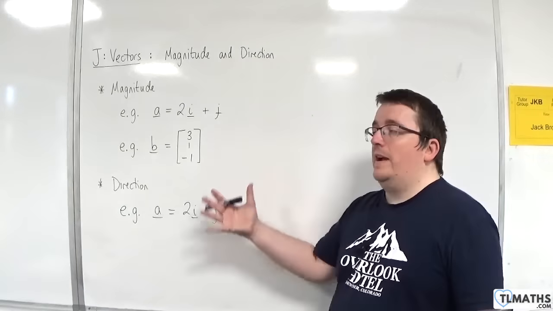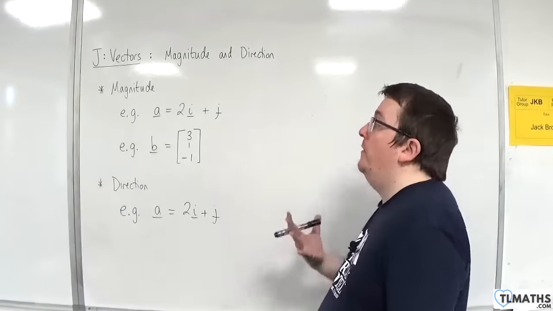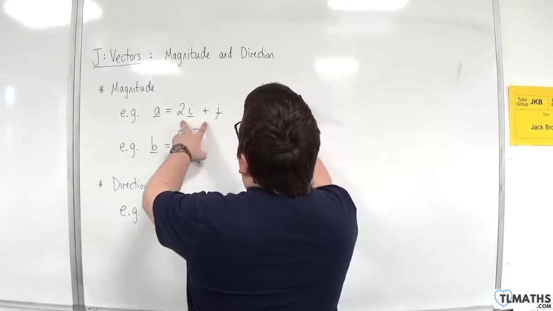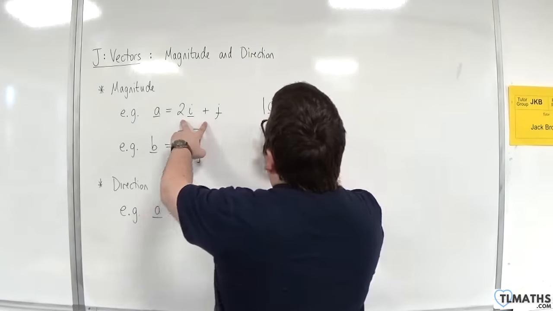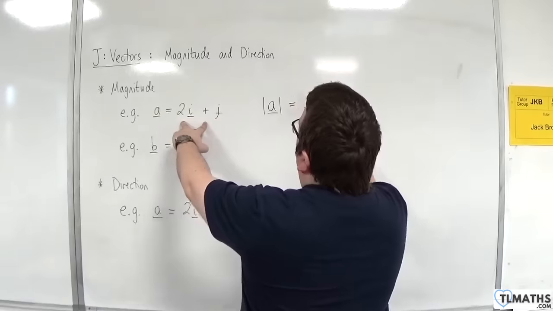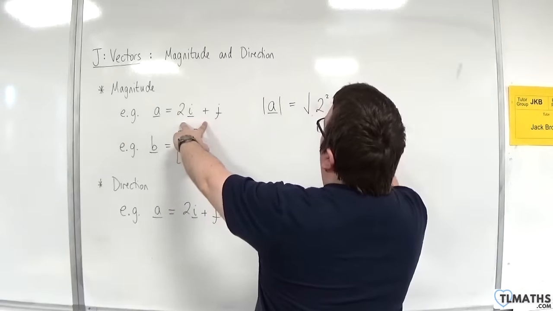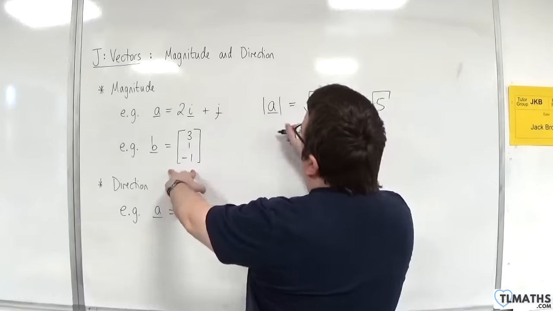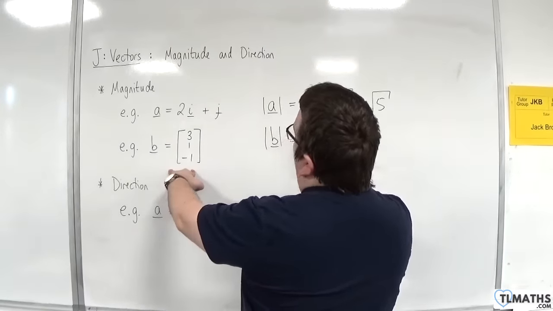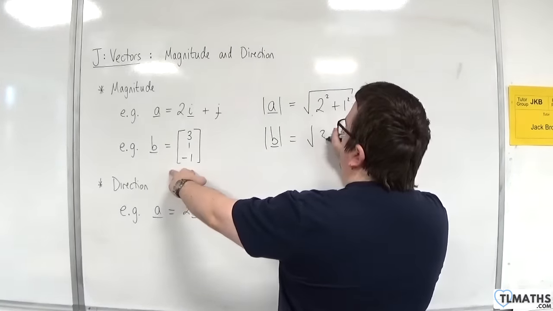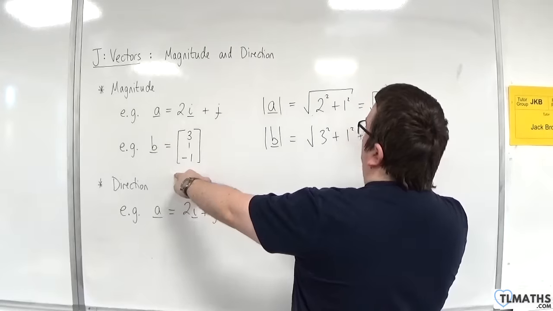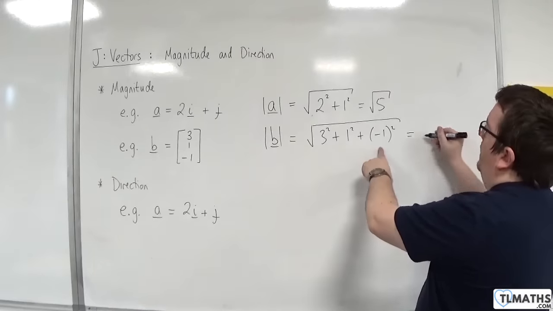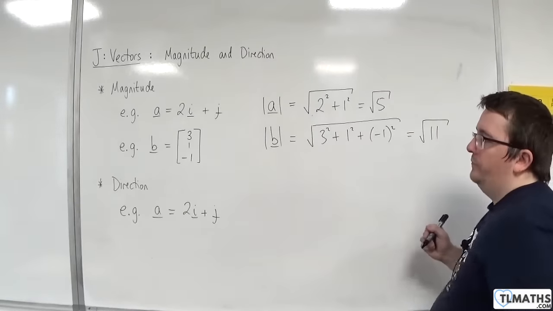Now you should know that when we work out the magnitude of a vector, we should be using Pythagoras' theorem. So if it's just a 2D vector like this, we write the magnitude of a using the modulus signs is equal to the square root of 2 squared plus 1 squared, and so that would be root 5. This is easily extended to 3 dimensions, so we'll have the square root of 3 squared plus 1 squared plus minus 1 squared. So that's 9, 10, 11. So this is root 11.